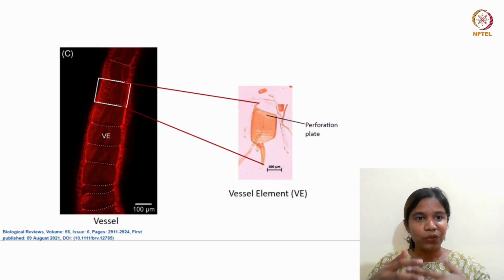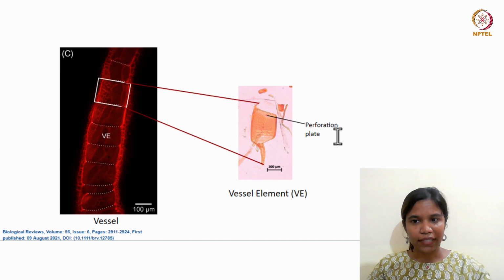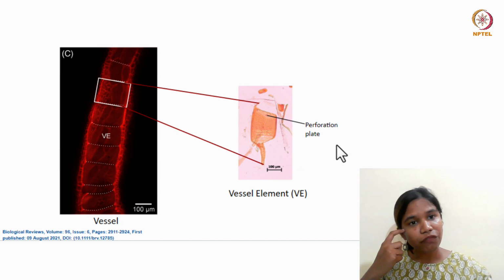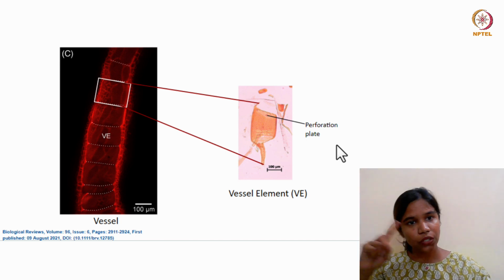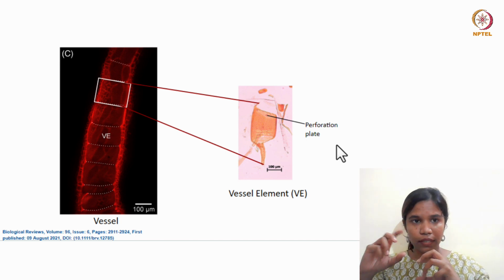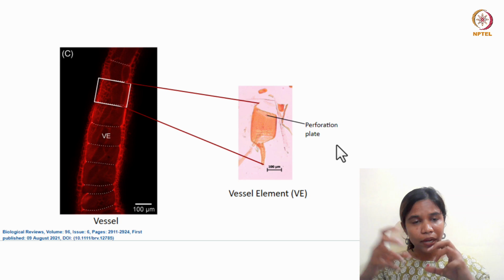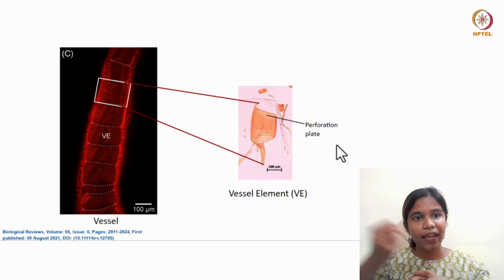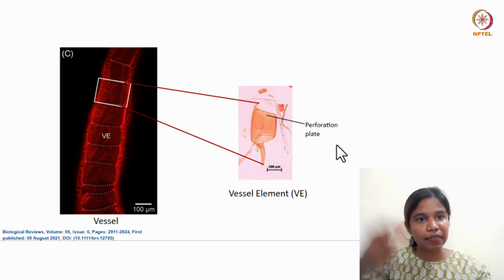Now, as I told you, this is a vessel element. As you can see in this image on the right hand side, there is a presence of perforation plate at the end of a single vessel element. So multiple vessel elements join end to end to form a single vessel.